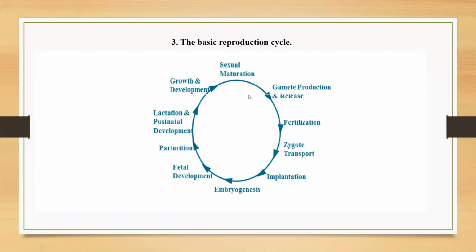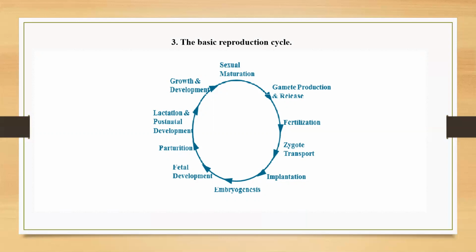Next, we have the gamete release. This is the gamete release phase. Here, production of female and male gametes and their fertilization is very necessary in reproduction. In females, gametes are produced in the ovary, and in males, the testes are the sites for the production of gametes. Next, we have the fertilization.